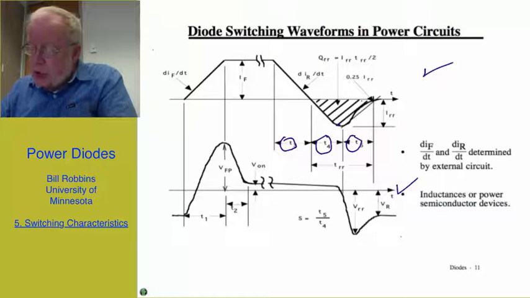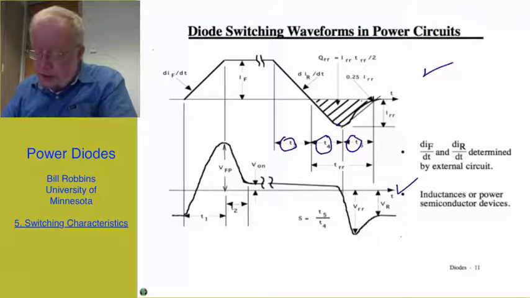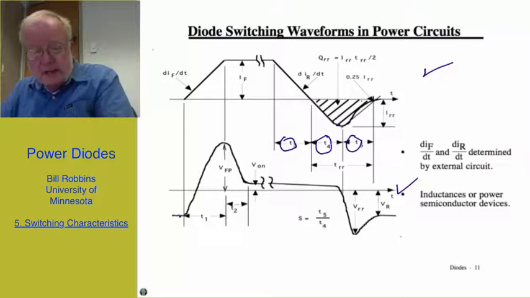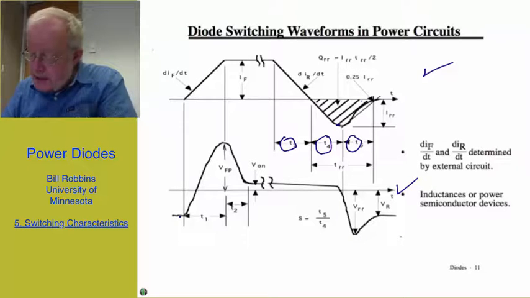Corresponding to the times in which we were looking at the current, there's also the voltage that we need to look at. For t less than 0, we have the reverse bias voltage on the diode. As soon as the current begins to ramp up, the voltage goes from this negative value, ramps very quickly to fairly large positive values, which can be as large as a few tens of volts.